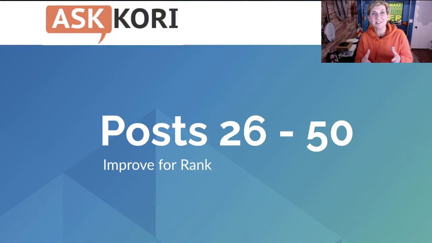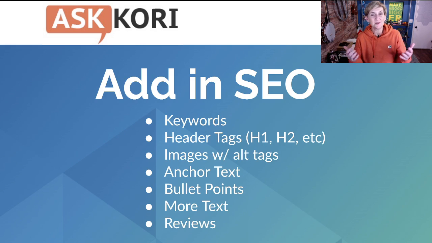Okay, so now let's look at rank 25 through 50. Again, go back to your Google Analytics. I want you to look at the last 6 months and go find your top 26 through 50 landing pages. Now, those are getting some traction, but you want to see those move up in their organic rank. So for these particular pages, I want you to look at optimizing for rank. And the way we'll do that is by adding in SEO.